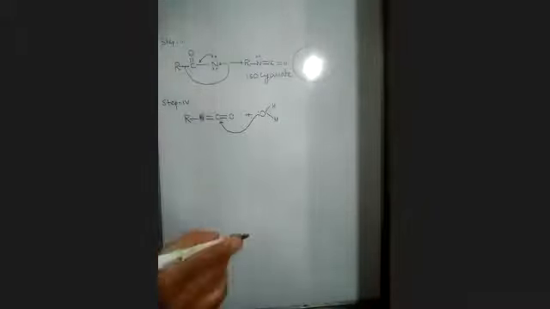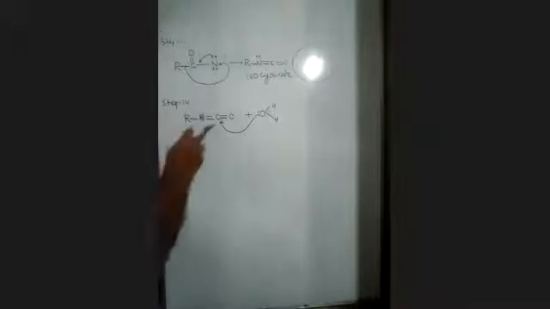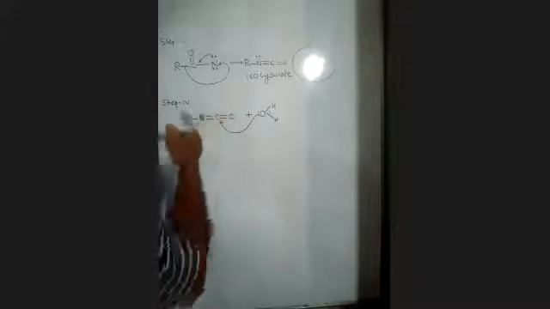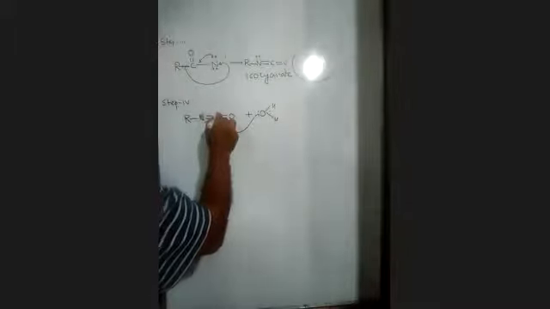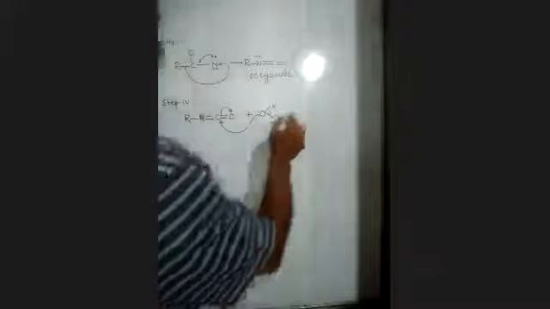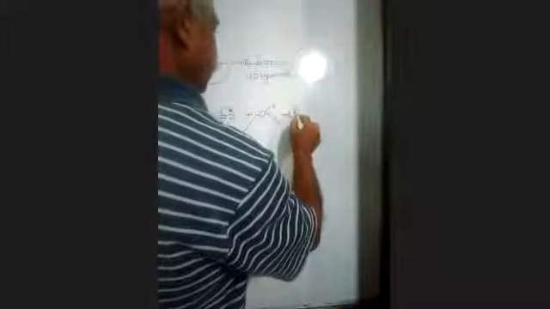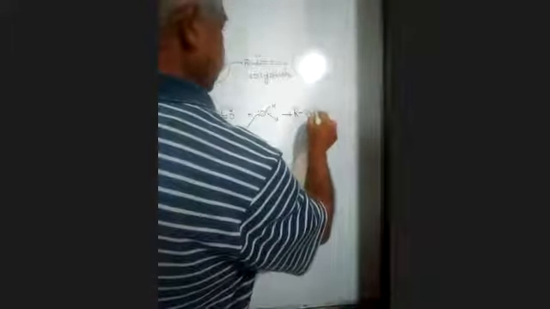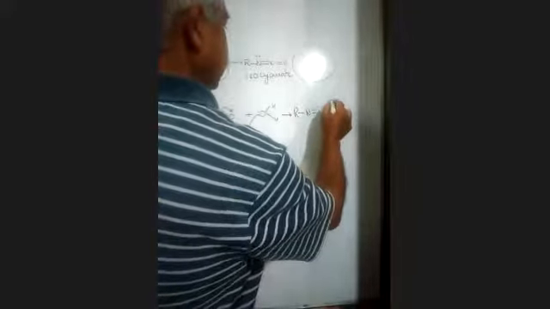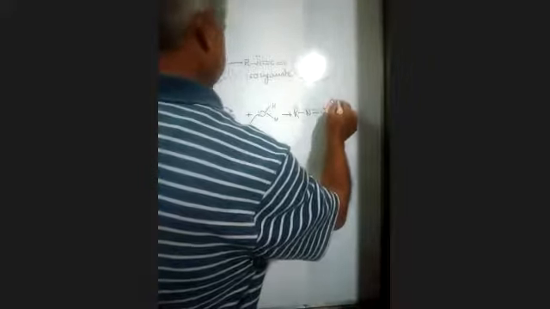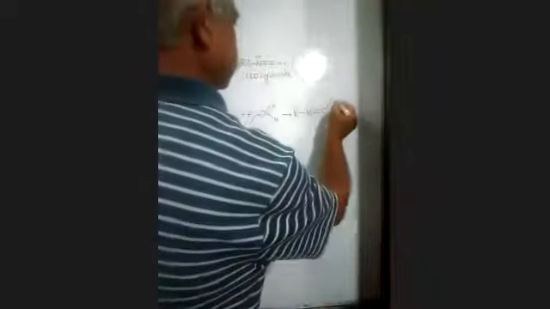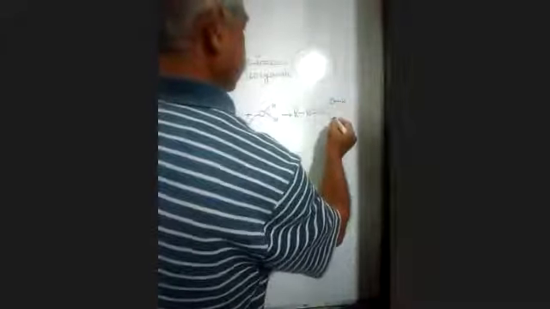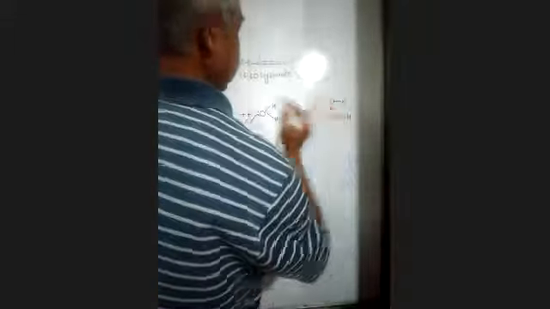See, now you have a double bond on both sides. So which side is the electron going to move? Oxygen is more electronegative than nitrogen. It will go to this side. So you get now here R, N, C. One of these will go here, H and H.